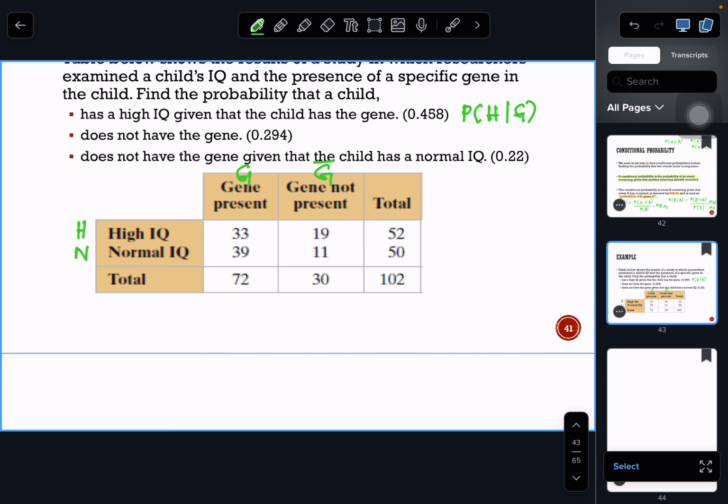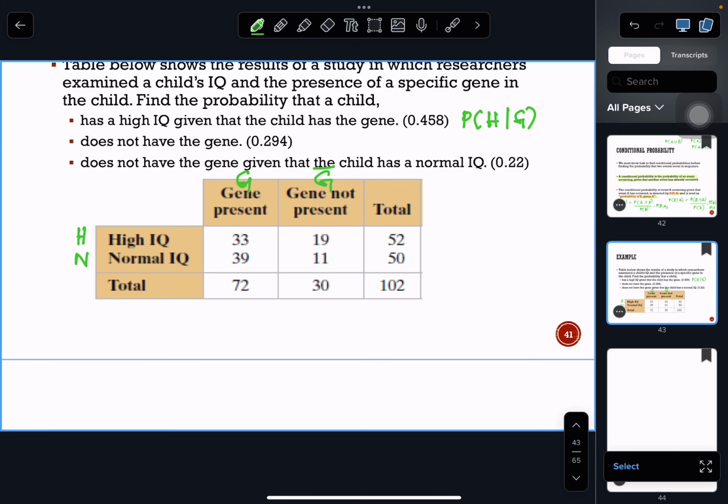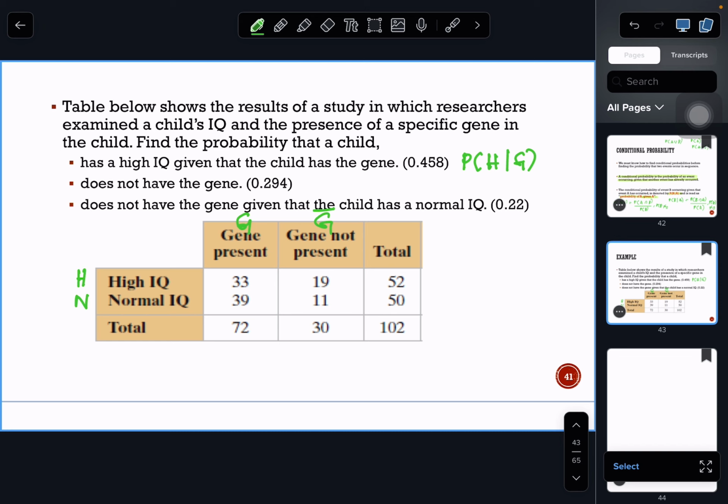So just now we saw the conditional probability. Now we have so many probabilities like P of A intersect B, P of A union B, and now P of A given B or P of B given A. For these questions, we have a nice table with gene present, gene does not present, high IQ, and normal IQ. We have numbers there like 33, 19, 39, 11, and this one is total 52. So this total 52, what does it mean?